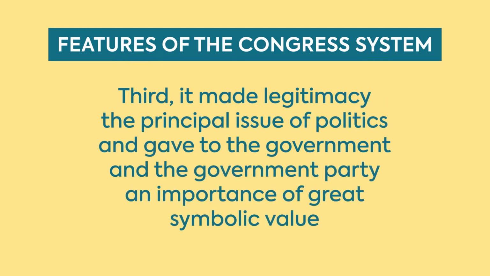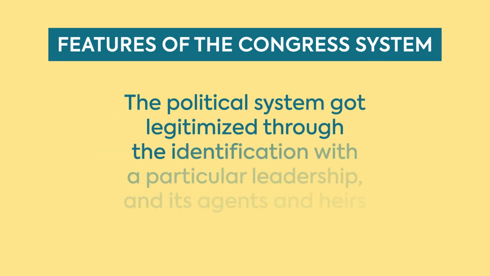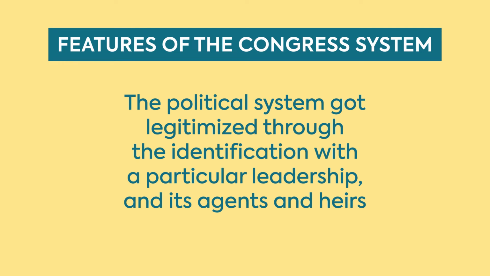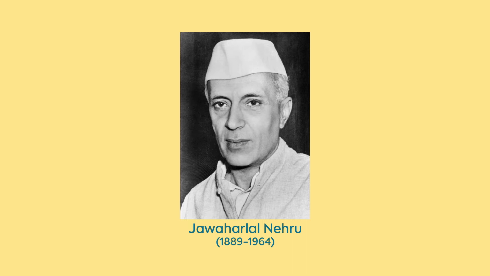Thirdly, it made legitimacy the principal issue of politics and gave to the government and the government party an important symbolic value. The political system got legitimized through the identification with a particular leadership and its agents. And in fact, the Congress system identified well with the Congress leadership, especially Jawaharlal Nehru and other important leaders. Now, as I said, the Congress system was characterized by parties of pressure. These parties of pressure referred to the leftists and the rightists.